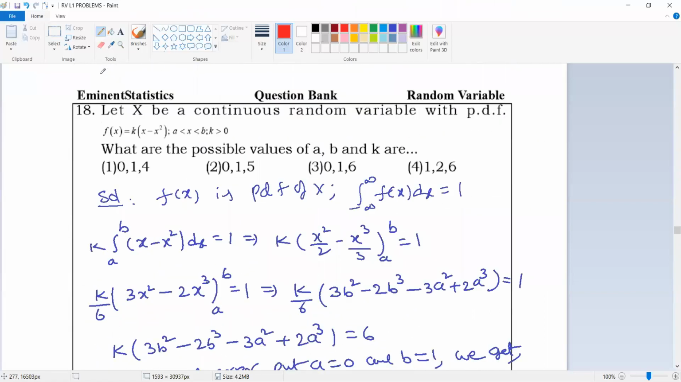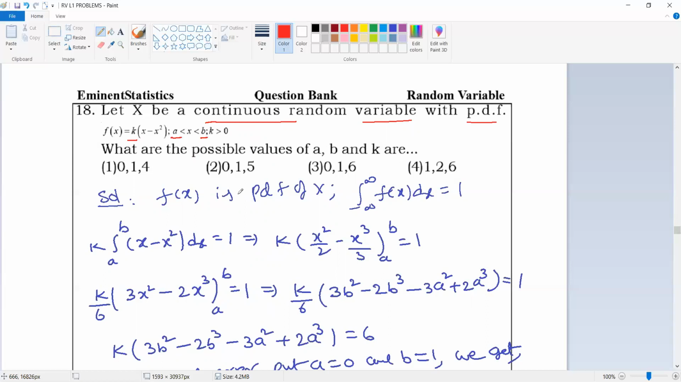Problem 18. Let x be a continuous random variable with PDF f of x equal to k into x minus x square, a less than x less than b, k greater than 0. So a is an arbitrary constant, b also an arbitrary constant, k also an arbitrary constant. Here we have to find the a, b, k values. Very, very important model, an advanced level problem for nationwide universities. These models are frequently asked from the nationwide entrance examination point of view.